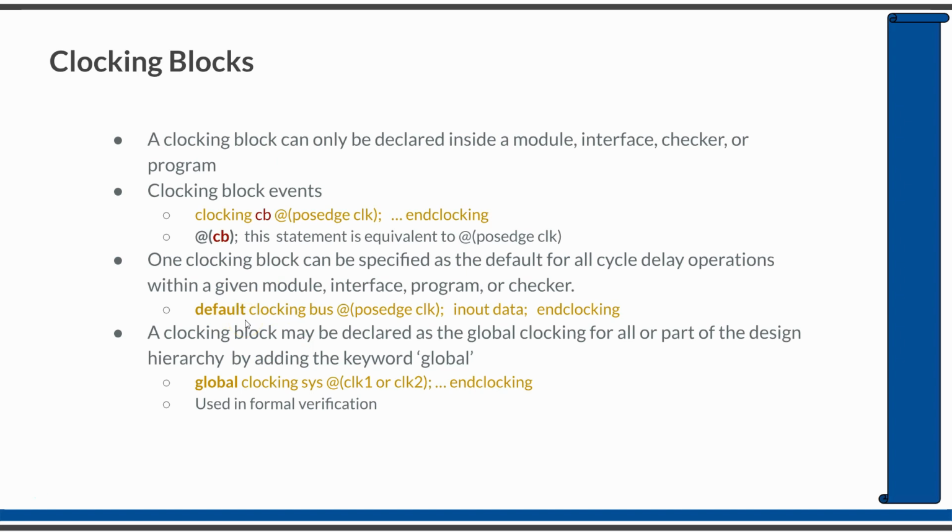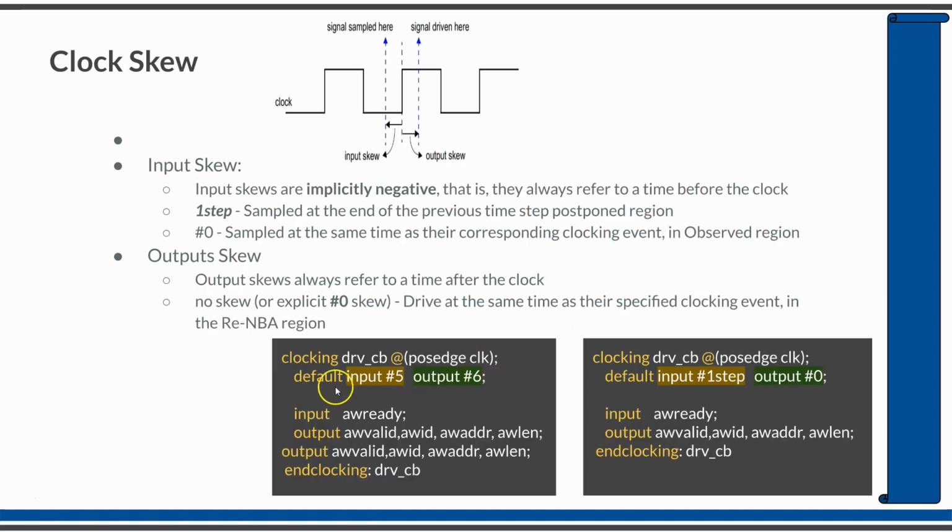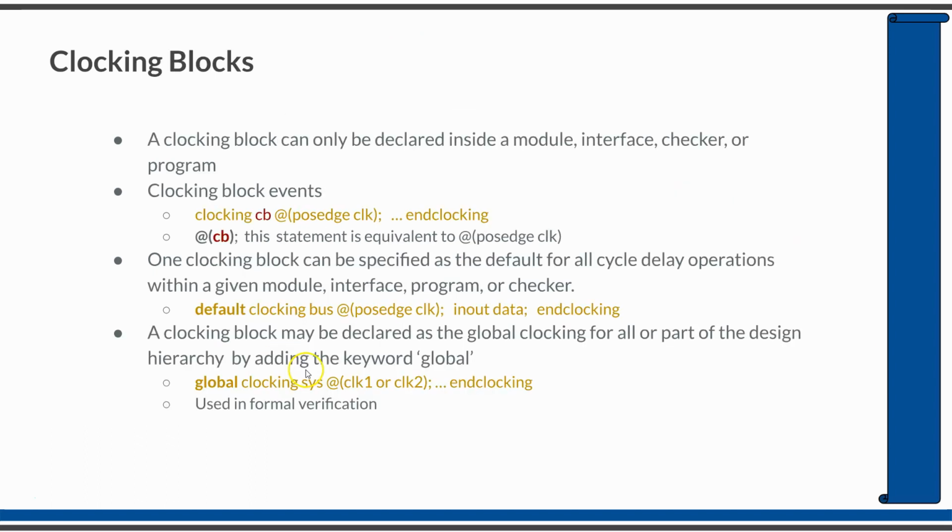So at this point, don't get confused about the default clocking skews. In the previous slide, we have seen the default clocking skews for defining the default skews for input and output. So this is different. If you want to make this clocking block itself a default clocking block for every variable in the scope, we can add it.